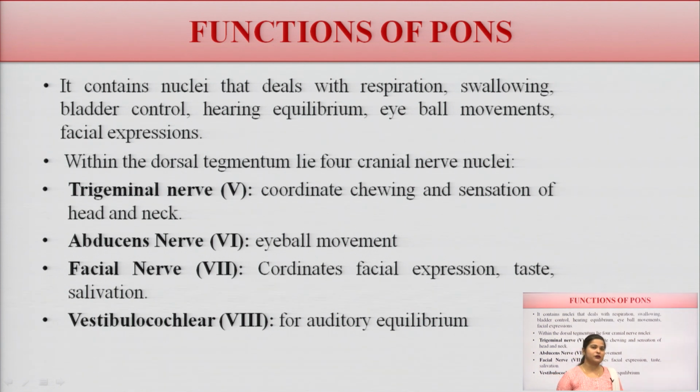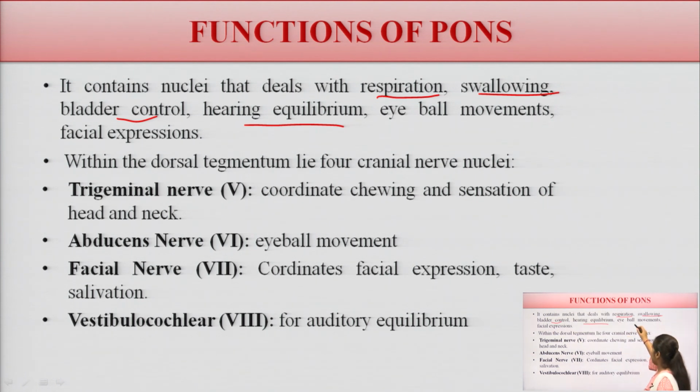Now, the functions of the pons. So, what are the functions of the pons? Basically, it contains nuclei that deal with respiration, swallowing, bladder control, hearing, equilibrium, eyeball movement and facial expressions. So, these all are controlled by the pons. These are the functions of the pons, and within the dorsal tegmentum lie 4 cranial nerve nuclei.